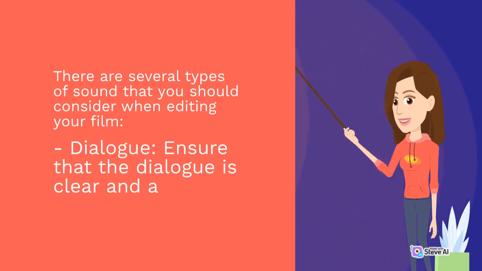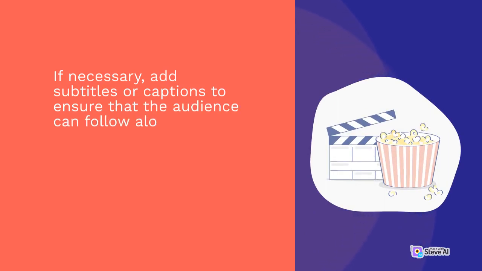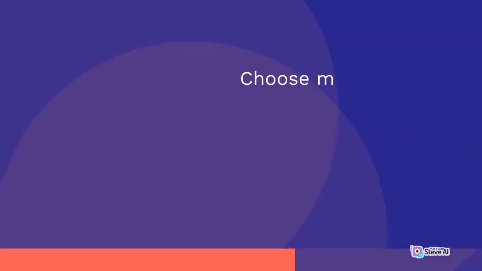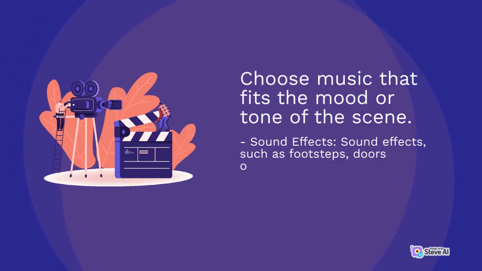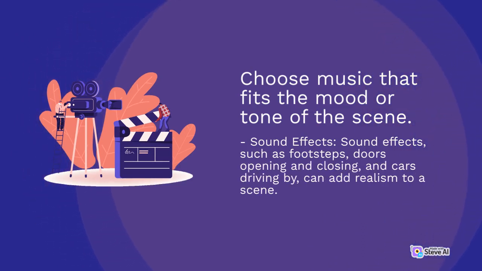Dialogue: ensure that the dialogue is clear and audible. If necessary, add subtitles or captions to ensure that the audience can follow along. Music: music can add emotion and energy to a scene. Choose music that fits the mood or tone of the scene. Sound effects: sound effects, such as footsteps, doors opening and closing, and cars driving by, can add realism to a scene.